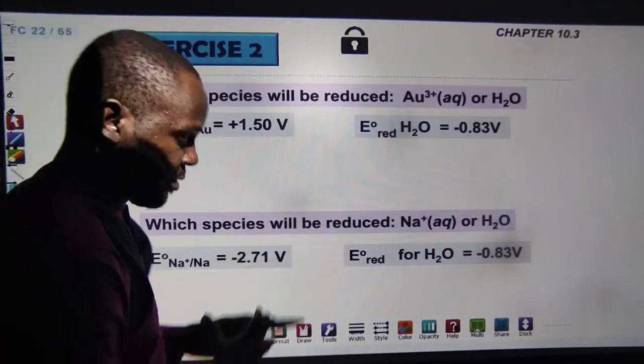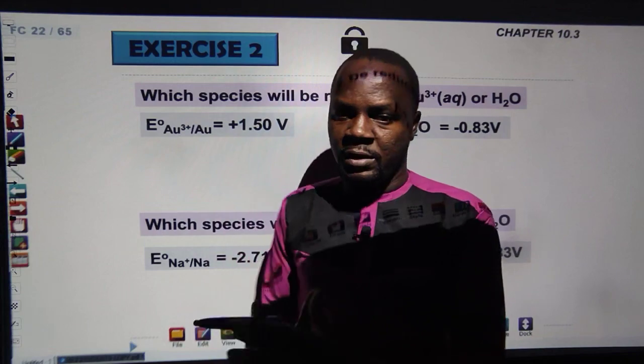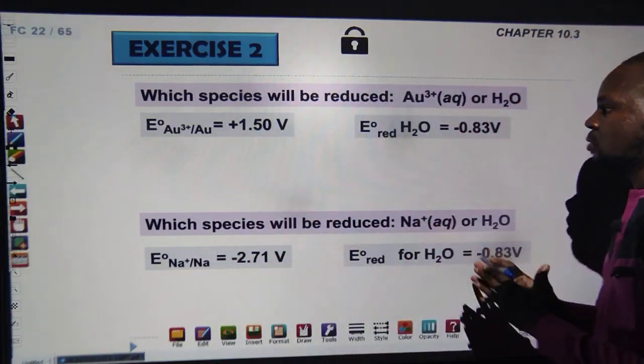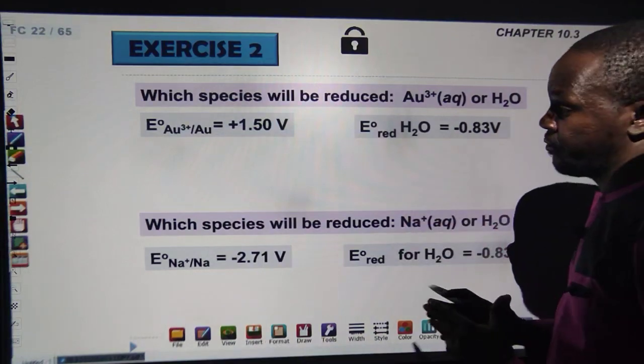Thank you. Now this is the second exercise. Like I said, I've provided all the remaining exercises here. I have provided detailed solutions. So the exercise you are going to be doing is just more of what I've discussed.